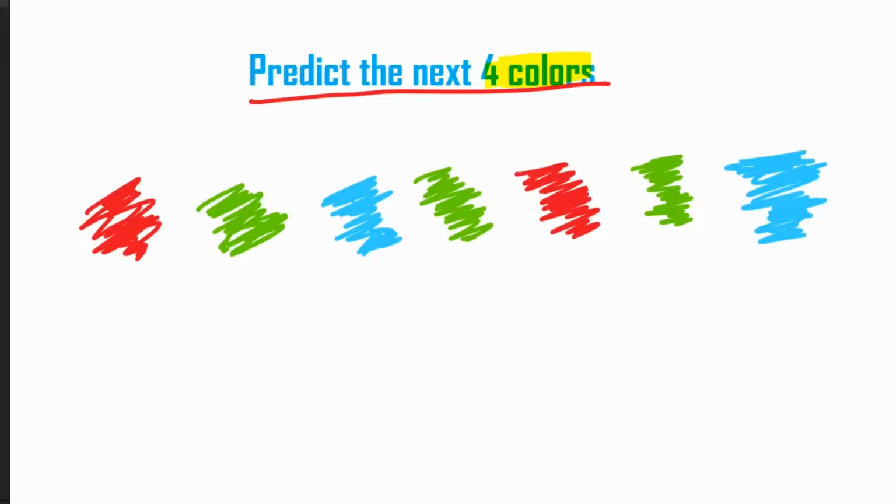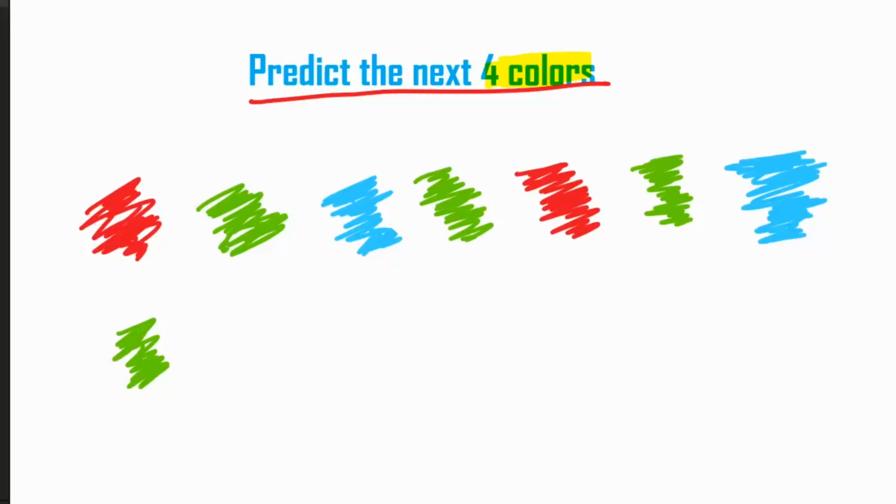Now, as you can see, the pattern here is red, green, blue, green. And then it repeats, red, green, blue. What would be the next one? Now if you take a look here again, after blue, there's a green. So the next one is a green.